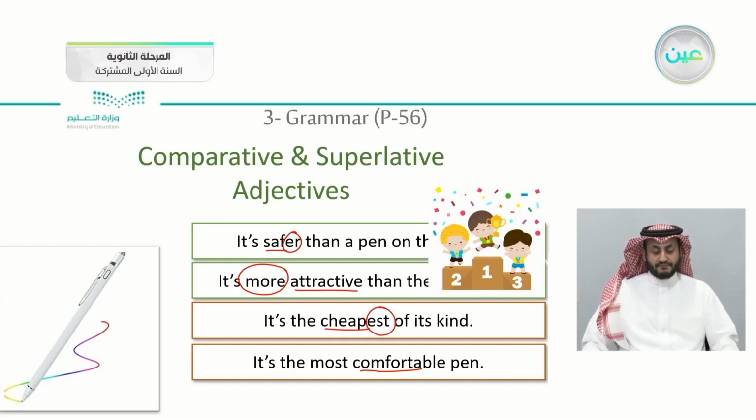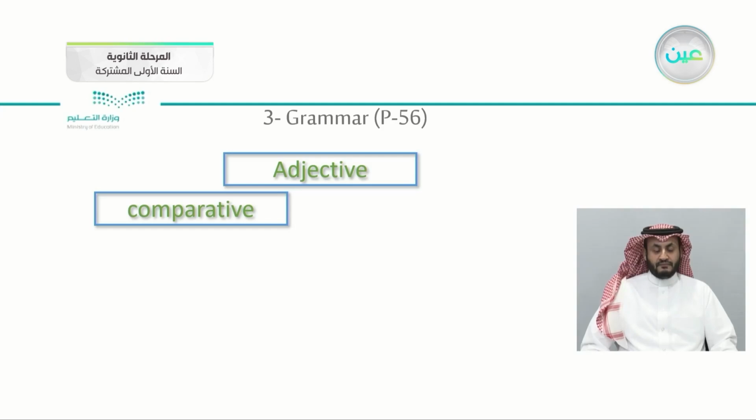Here, how can we come up with the comparative form and the superlative? We will start with the comparative form of the adjective. Compare 1 to 1. You, your brother. This class, that class. I will divide the adjectives into two groups.